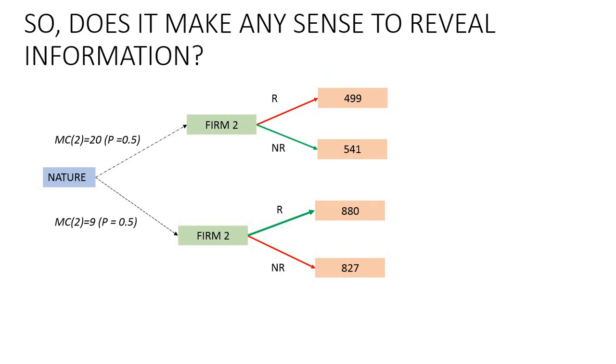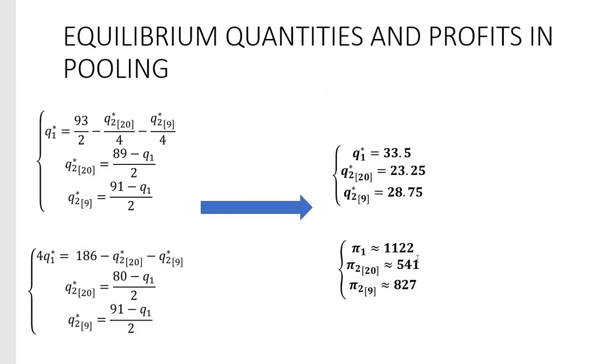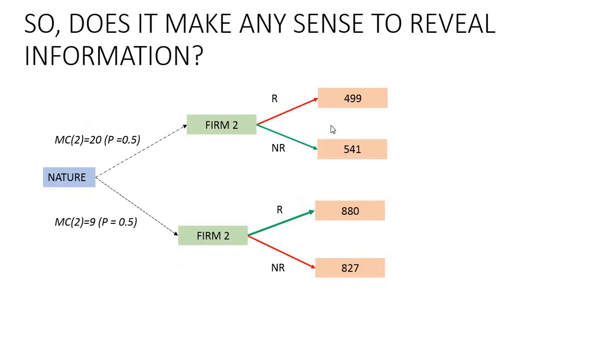However, if the second firm has high marginal cost and it decides not to reveal information, forcing the first firm to play pooling equilibrium, then profit of the second firm will be equal to 541. And as you can see, if marginal cost is high, then a rational second firm will decide not to reveal information because it will give a higher payoff than in the perfect information equilibrium.